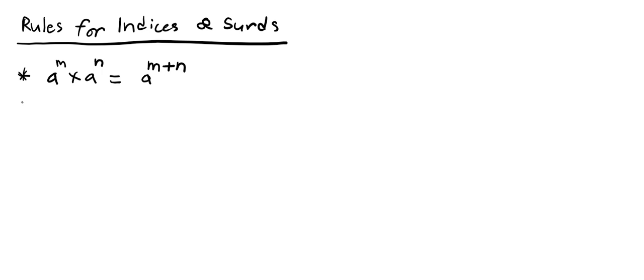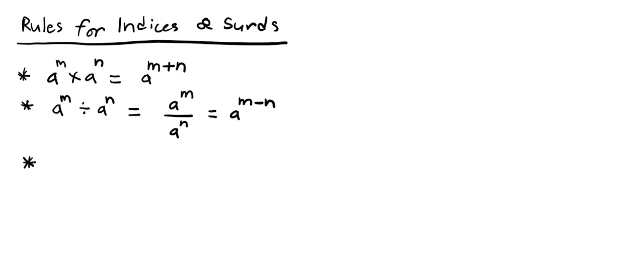The next rule: a to the power m divided by a to the power n. How can we write it? It equals a to the power m minus n. So the divide sign means minus, multiplication means plus.